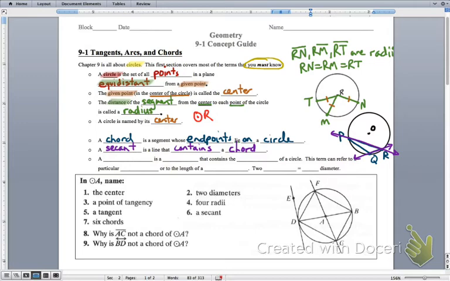One other really, really important term is a diameter. Diameter is a chord that contains the center of a circle.